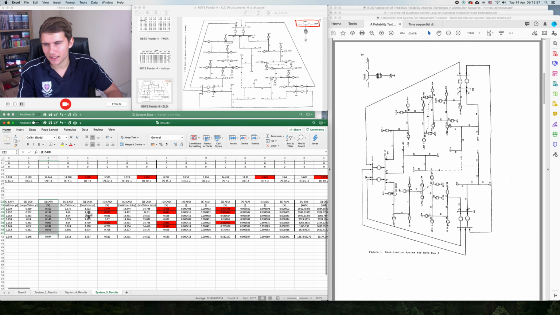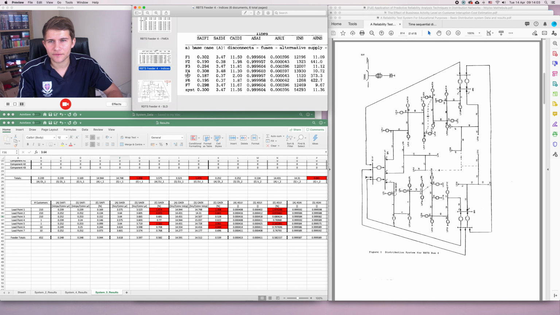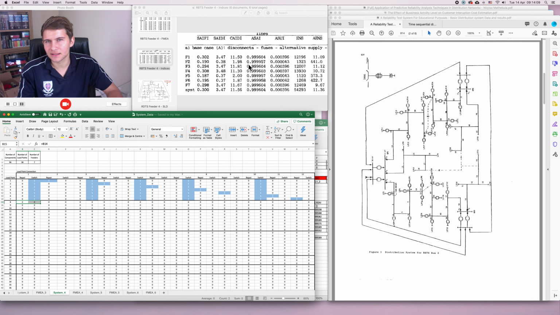I just want to show you that these values are accurate in terms of what Roy Billington said. These are the indices for this particular base case. With the benefit of this table, I can easily alter the case type. So it's disconnects, fuses, and alternate supply. You can change that quite easily to another type of connection with this.